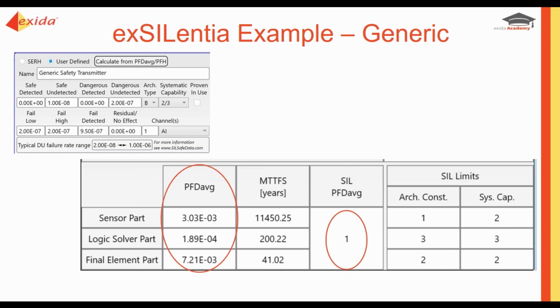You don't have to do it. This actually does the Markov models in the background for you, not even the simplified calculations. This is saying that our PFD average, our probability of failure on demand, is broken into our sensors, our logic solvers, and final element. As you can see here, our sensors have the lowest PFD average, and that's because we're using that generic transmitter in there. So for this example, we have a SIL rating of a SIL 1.